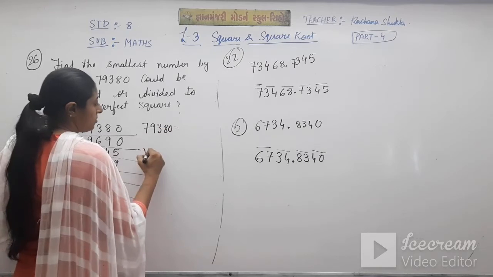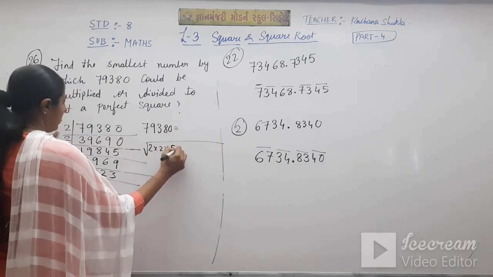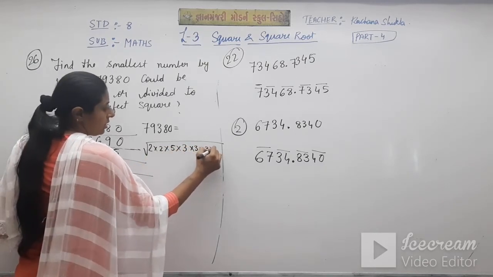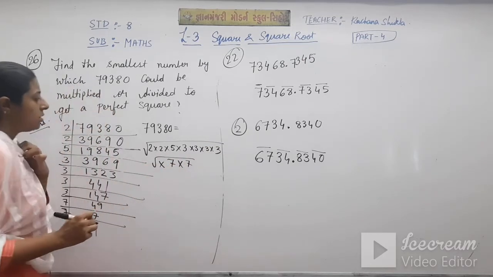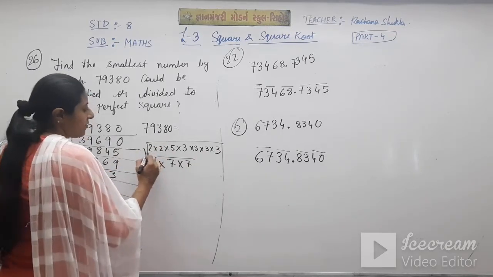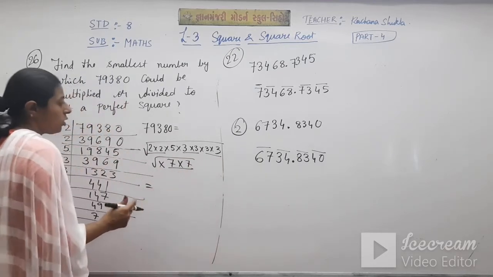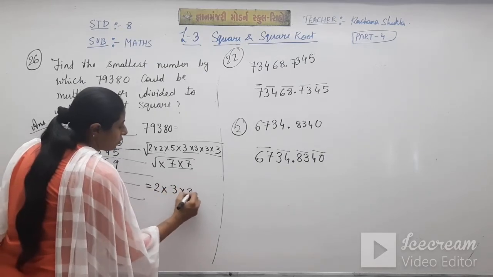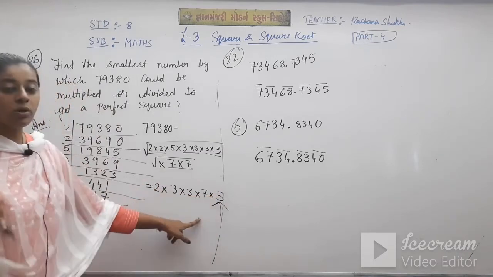79380 is equal to 2 into 2 into 5 into 3 into 3 into 3 into 3 into 7 into 7. I have no space, so I have written here. You will write down this way and form the pairs: 2, 3, 3 and 7. So what is remaining? 5 is remaining. 2 into 3 into 3 into 7 into 5 is remaining, that is, 5 is only one time.